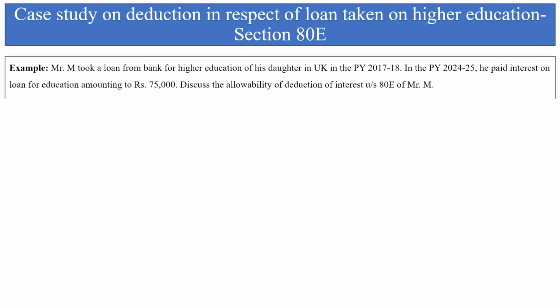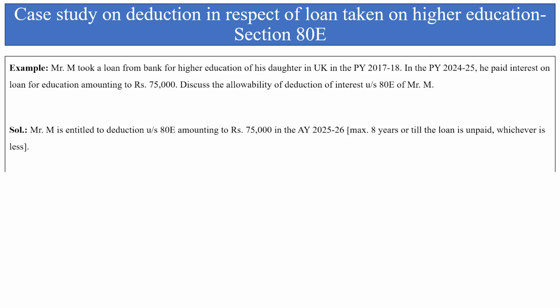Deduction in respect of loan taken for higher education under section 80E from gross total income. Mr. M took a loan from a bank for higher education for his daughter in the UK in the previous year 2017-18. In the previous year 2024-25 he paid interest on the education loan amounting to rupees 75,000. So in that case the deduction under section 80E will be limited to rupees 75,000 only in the assessment year 25-26.